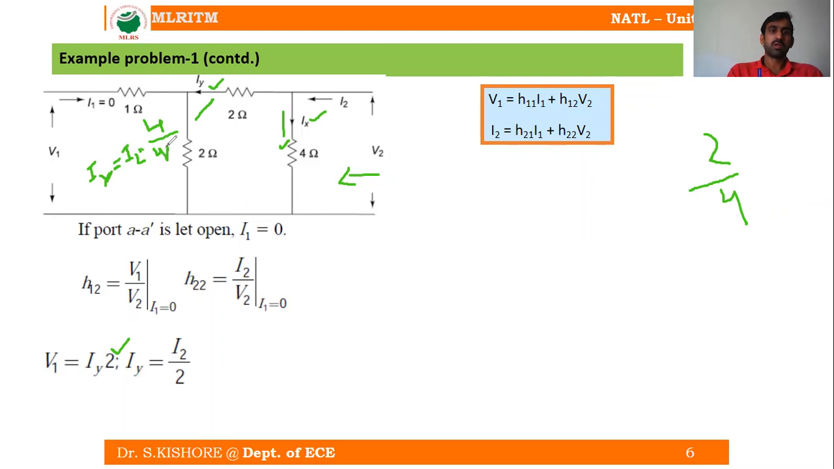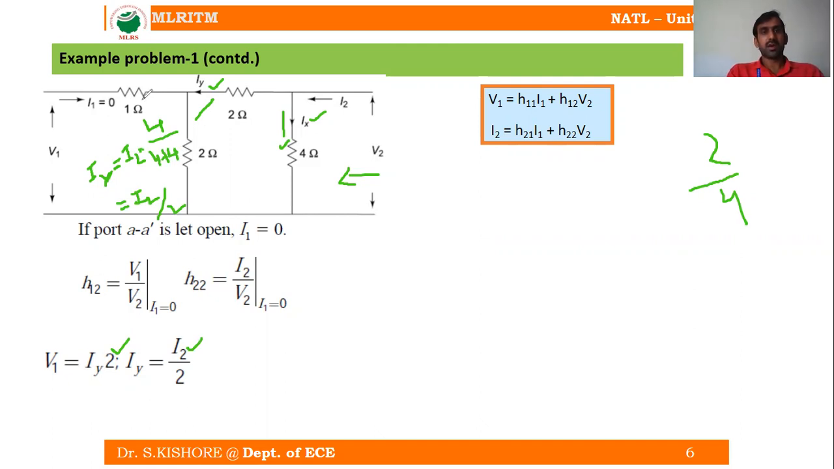4 plus, here, when you consider this 2 with respect to this 2, it is the same branch, so 4 plus 2 plus 2. So IY is equal to I2 into 4 by 8, which is nothing but I2 by 2. So IY is going to be equal to I2 by 2.